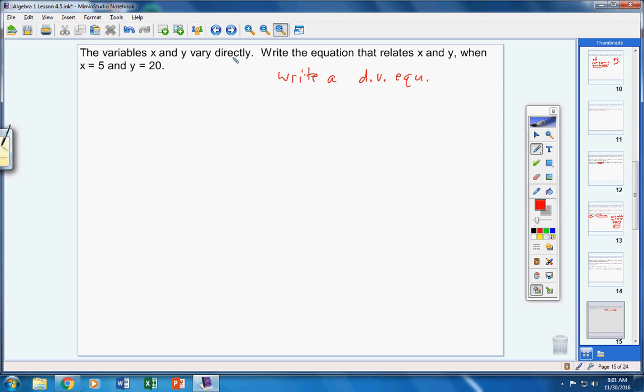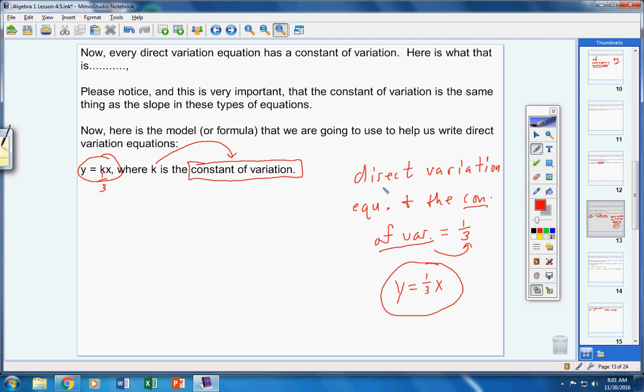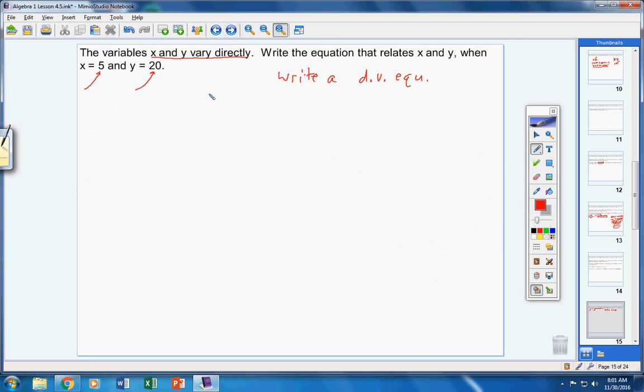X and y vary directly. As soon as you read that, you know you're dealing with a direct variation equation. And they want us to write an equation that relates them. So here we go. Notice I tell you what x is. Notice I tell you what y is. Now let's go back a page. What did I just tell you back here? If you want to write a direct variation equation, what's the one thing you want to find quickly? The constant of variation. So let's find the constant of variation.